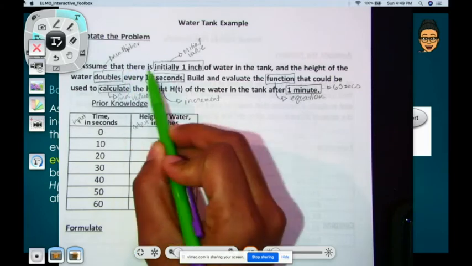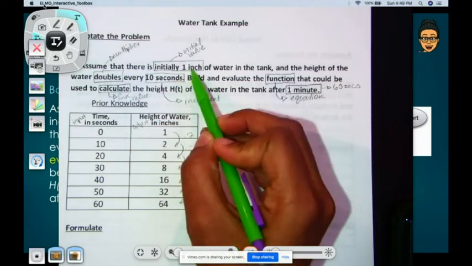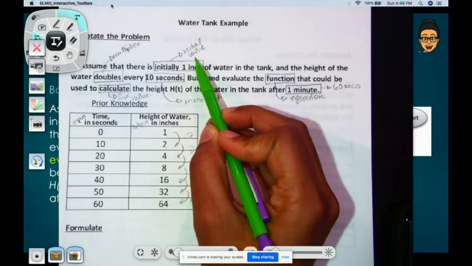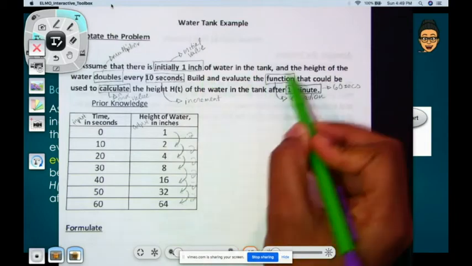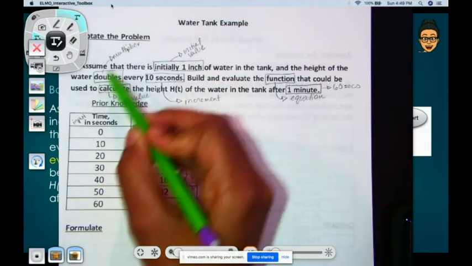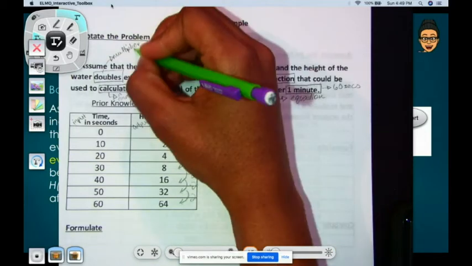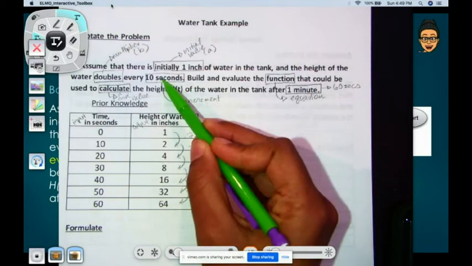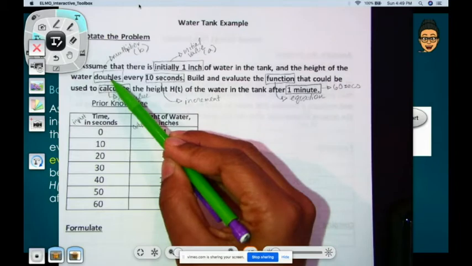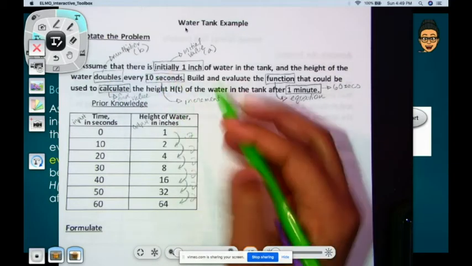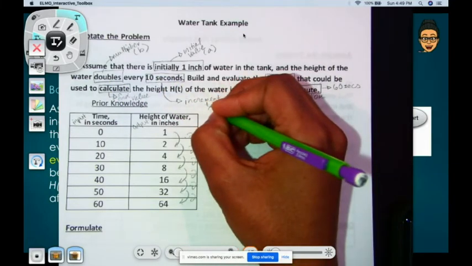Assuming that there is initially 1 inch of water in the tank, I set that as my initial value of water in the tank. The height of the water is going to double, so that is my multiplier. I made my initial value A and my multiplier B. Every 10 seconds was how my water was doubling. So that's my increment of time. So I put that T over 10.